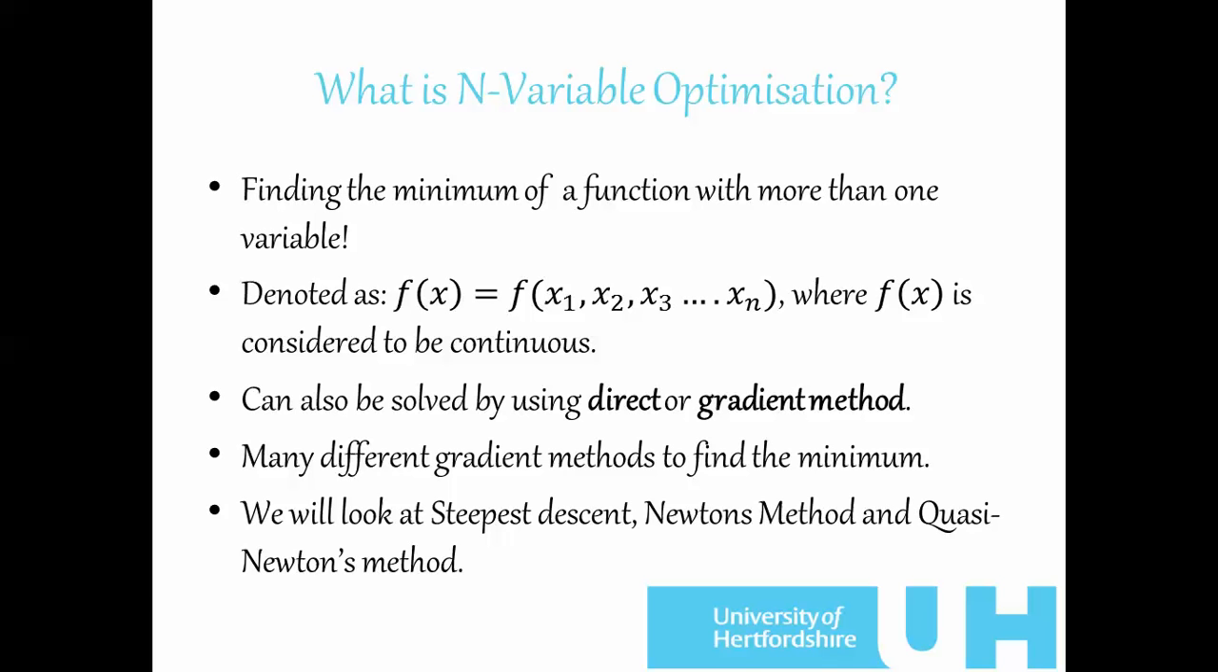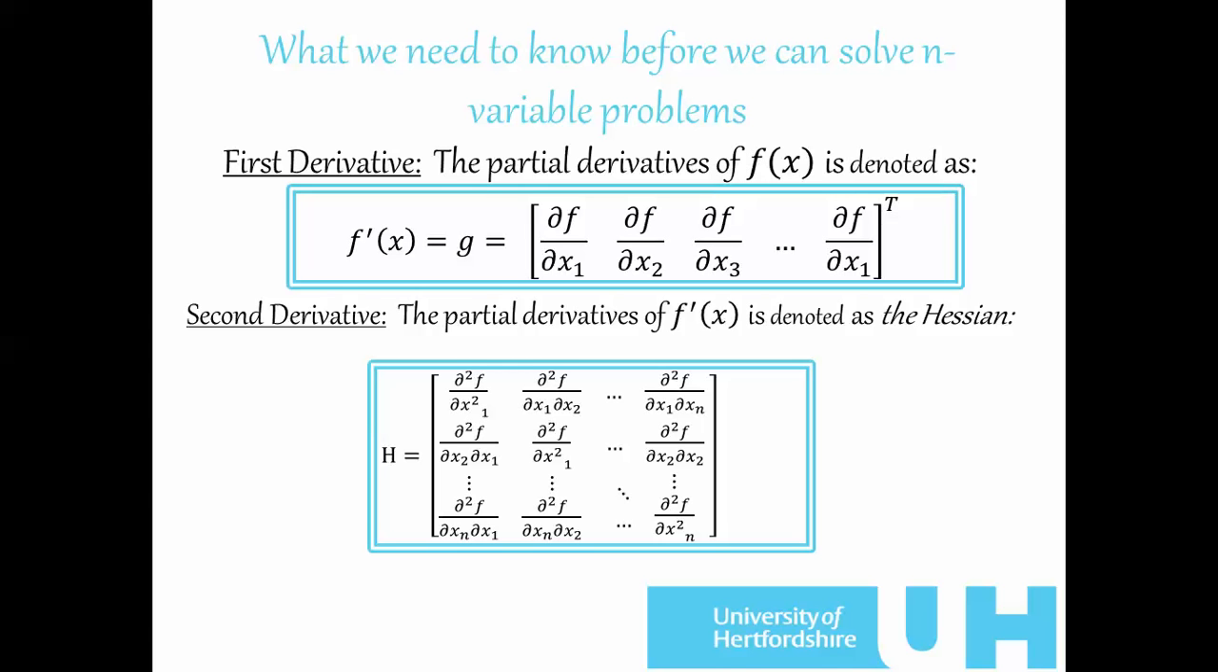N-variable optimization has an objective function which has more than one variable. So it's denoted as f of x equals f of x1, x2, x3, and so on. f of x is considered to be continuous, so that means we can find the first derivative, second derivative, and so on. Similar to one variable optimization, we can solve using a direct or a gradient method. There are many different gradient methods to find the minimum. Some of them we'll be looking at are known as the steepest descent, Newton's method, and the Quasi-Newton method.